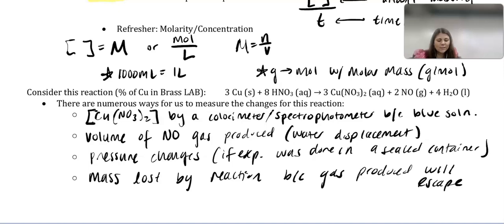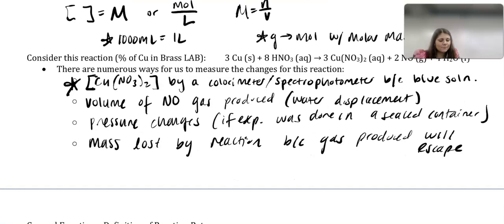Now, obviously, the one we did in our unit 3 and 4, we ended up looking at the concentration of the copper 2 nitrate. We ended up figuring out the mass percent of copper in brass.